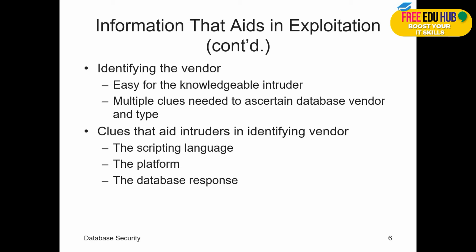Multiple clues are needed to assert the database vendor and type, clues that aid intruders in identifying the vendor, for example, the scripting language, platform, and database response. Now, there are certain things you can pass as queries on SQL Server, MySQL, or Oracle, and they would show you in response what kind of server it is, what the version of the database is, and what the security level of that database is.